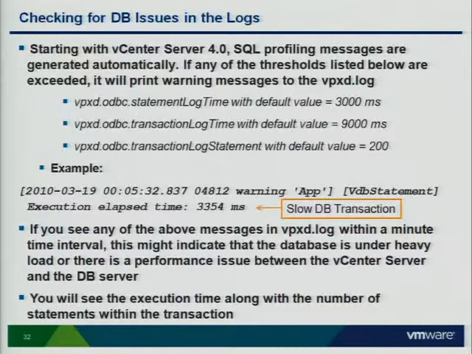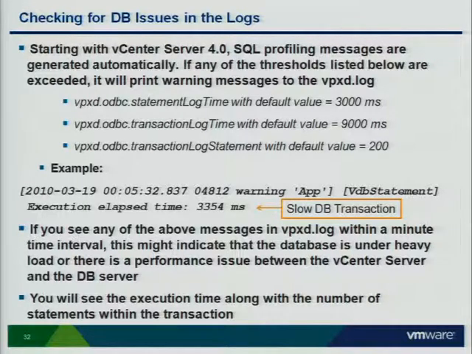Looking at DB information, something interesting for you to know is that starting with vSphere, VC 4.0, we have added DB profiling information. What this basically means is that we have added some threshold values beyond which some debug information gets logged to the log file. The first one talks about statement log time. Essentially, whenever a particular statement is delayed beyond 3,000 milliseconds, you start seeing entries in the log file.